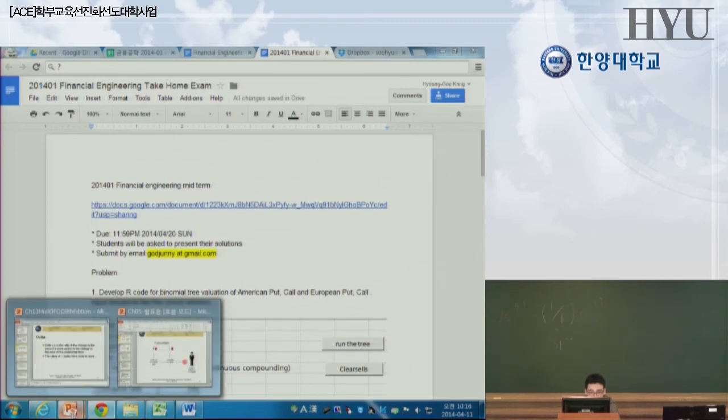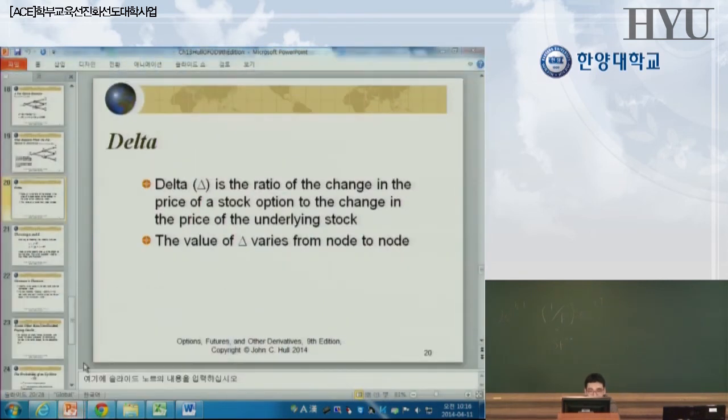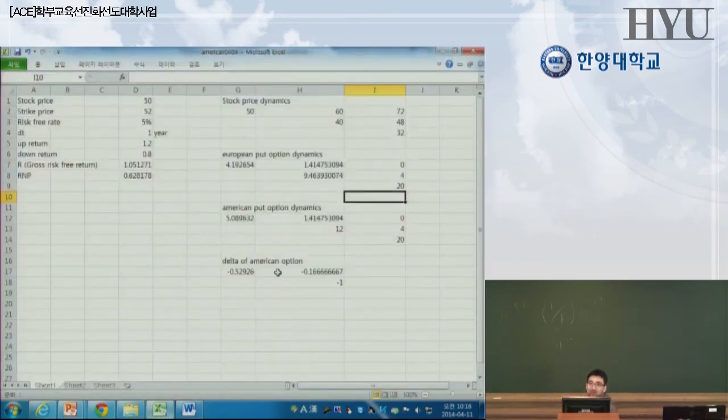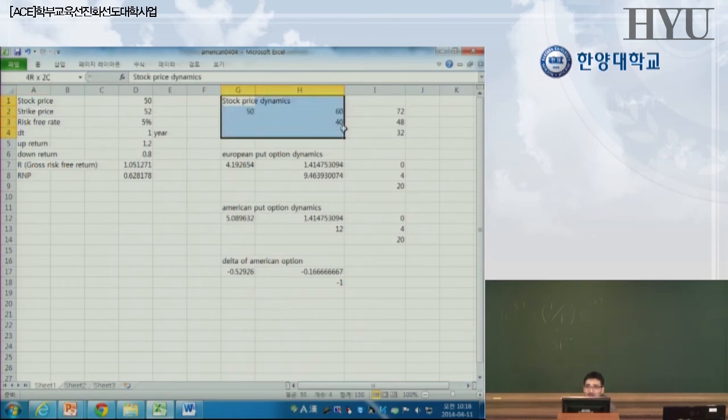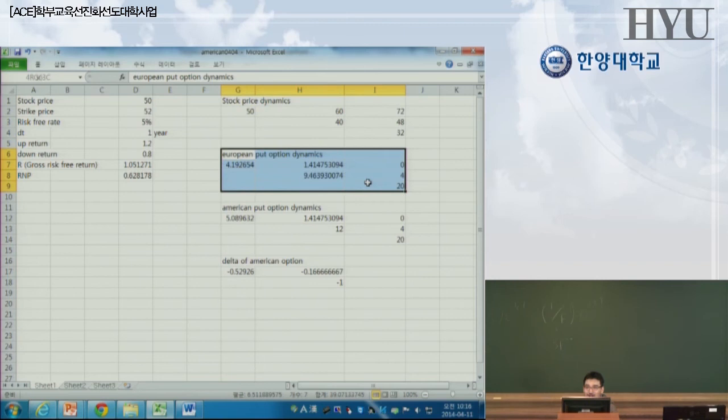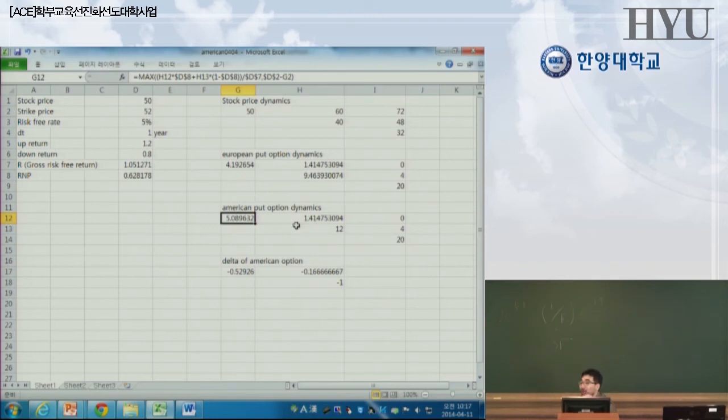Okay, and then let's go to today's topic. Okay, last week we made this exercise, right? Do you remember? So we have stock price and something like this, and we generate stock price dynamics, European option price dynamics and American option price dynamics. And actually we can calculate the delta of the option.